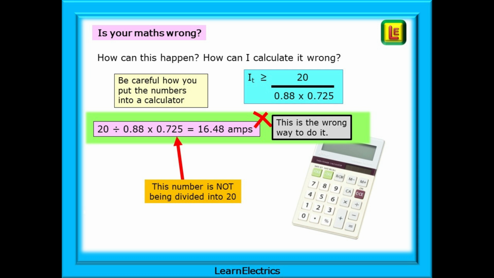Look at the last question and let's answer it two different ways. Follow what happens here. If we put the values into the calculator as a simple string of numbers, we will have 20 divided by 0.88 multiplied by 0.725, which gives us an answer of 16.48 amps. Quite clearly, this is less than 20 amps. What we have done here is divided 20 by 0.88 to give us a certain number, and then we multiply that number by 0.725 instead of dividing it again. This is the wrong way to do it.